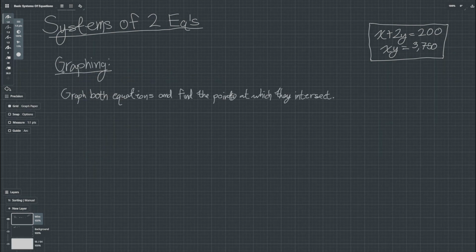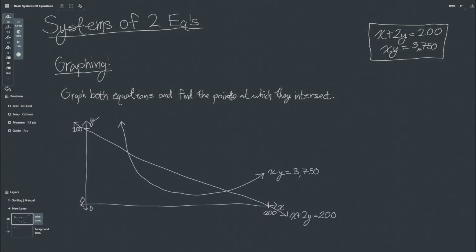I'll be starting with graphing as I feel it's the easiest of these methods, and all you need to do is graph or plot both of your equations and find the points at which they intersect, aka where they touch. The only problem with this is assuming you're able to graph the equations. I have now graphed both of these equations on this plot here, and this straight line is the equation x plus 2y equals 200, and this curved line is the equation xy equals 3750. Now we have 2 different points here where you can see they intersect. There's one right here and one here.